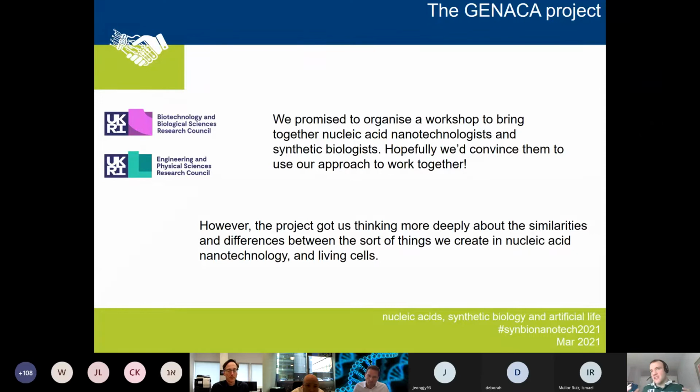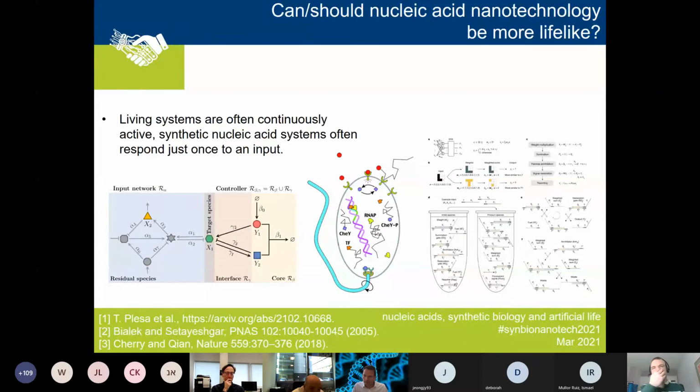And so actually, in the end, the workshop has grown in scope, I guess you could say, from purely trying to get nucleic acid nanotechnologists and synthetic biologists to do stuff together, to a more philosophical perspective. So one of the main questions we're trying to address in this workshop now is, can or should nucleic acid nanotechnology be more lifelike?